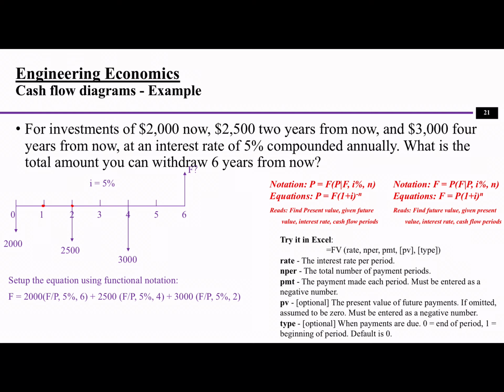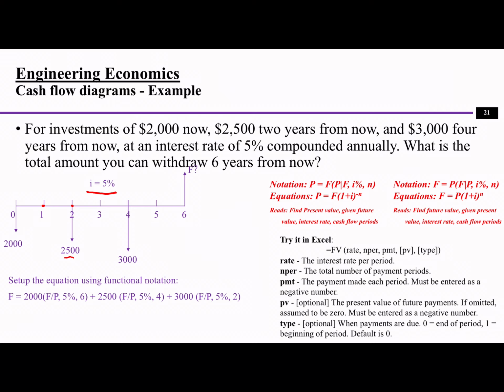Okay, so 2 years from now, 1 year, 2 years, $2,500. Another investment, right? Then 4 years from now, 1, 2, 3, 4, we have a $3,000 investment, right? And an interest rate of 5% compounded annually. So what is the total amount you can withdraw 6 years from now?